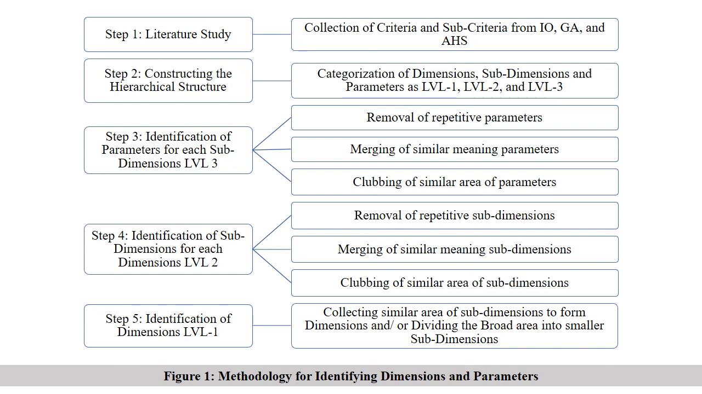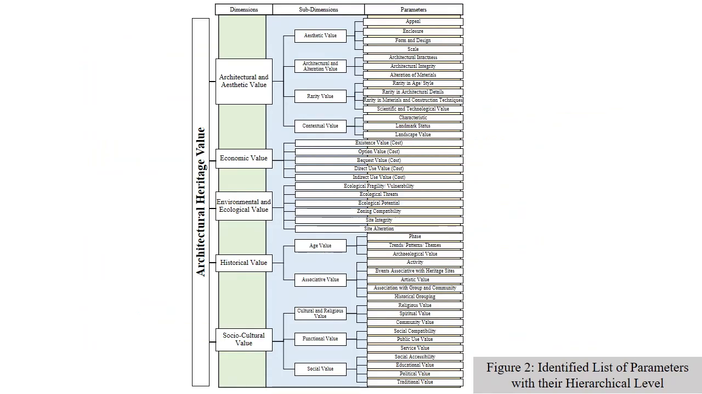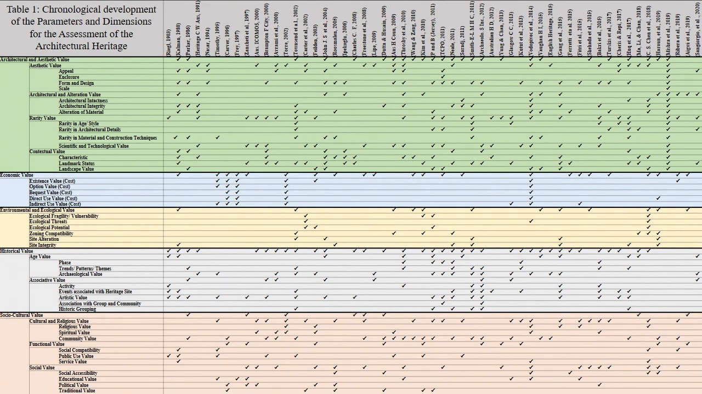From the collected criteria and sub-criteria, most of the parameters were deleted because of their repetition or similar area of research, and some were clubbed together for the reduction of the parameters. The same process was done for the sub-dimensions also. After clearing irrelevant parameters for the Odishan temple architecture, we have come to a hierarchy model with 5 dimensions, 9 sub-dimensions and 43 parameters for the value assessment of architectural heritage. All the identified parameters were compared with previously done research on architectural heritage by various organizations and researchers.